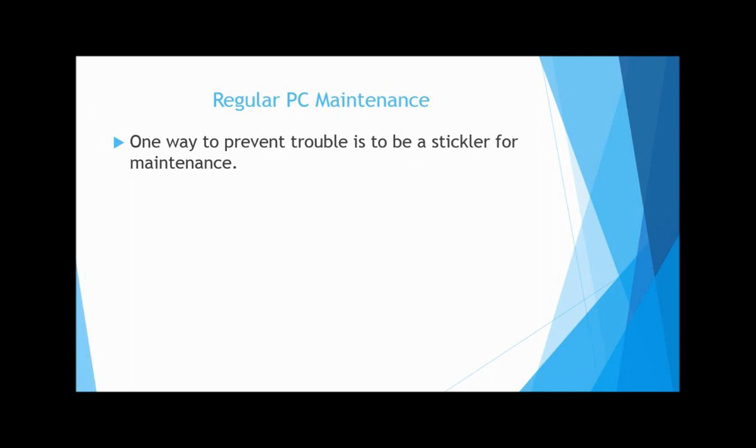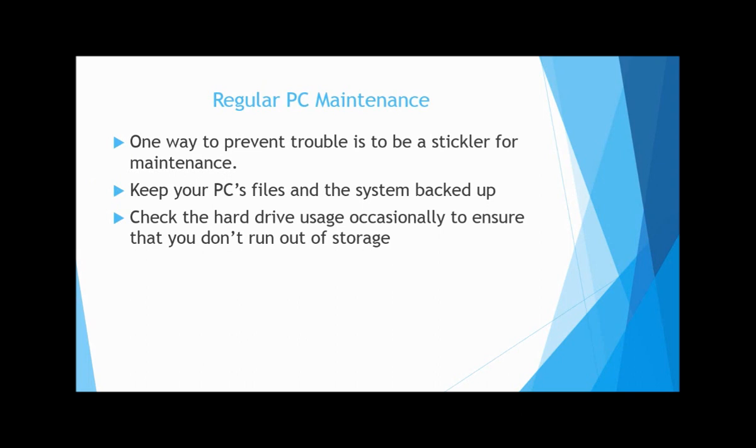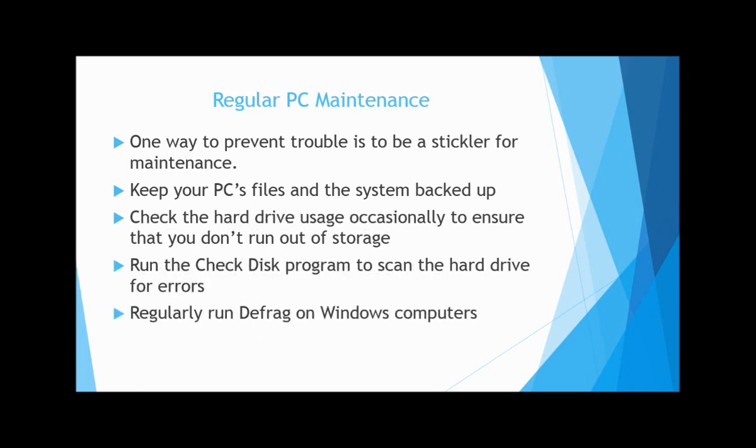Regular PC maintenance. One way to prevent trouble is to be a stickler for maintenance. While it is possible to use a PC and never maintain it, you'll find your computer-human relationship boosted by following these words of advice. Keep your PC files and system backed up. Check the hard drive usage occasionally to ensure that you don't run out of storage. Run the check disk program to scan the hard drive for errors. Regularly run defrag on Windows operating systems. Some versions of Windows do not automatically schedule disk utilities. Clean your PC and vacuum the keyboard. Use the proper material to clean the LCD monitor.